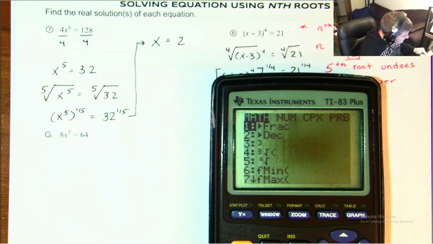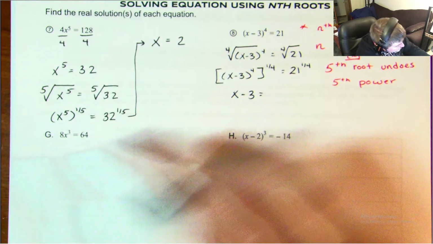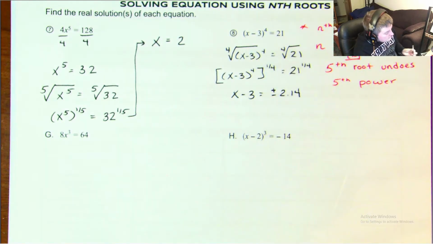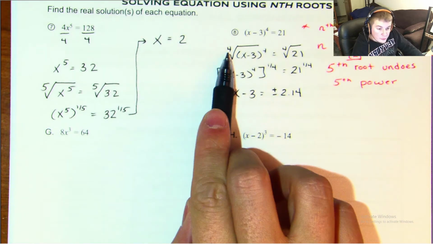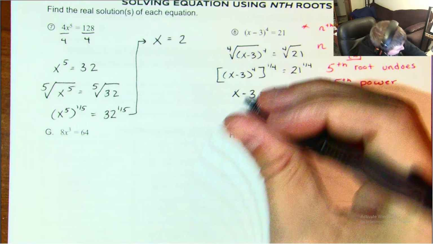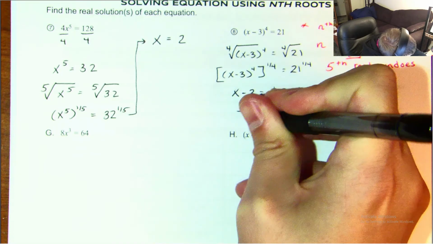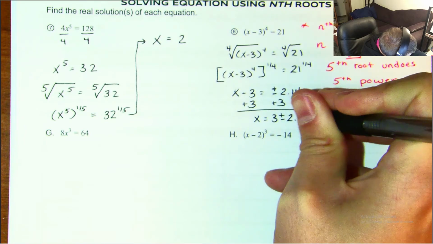Okay, and it doesn't look like that's going to simplify, so we're going to round here. We'll go to the nearest hundredth. So 2.14, specifically plus or minus 2.14. It's plus or minus because I'm taking it to an even root. The root I'm taking is even, so I'm going to get plus or minus. Lastly, I would just have to add 3 to each side to get x is equal to 3 plus or minus 2.14.